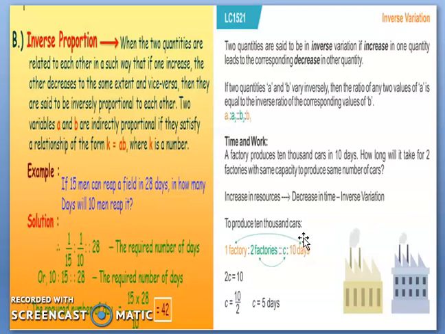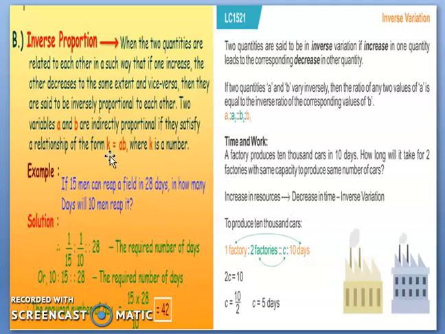To produce 10,000 cars, one factory takes 10 days, and for two factories we have to find the number of days. So 2C will be equal to 10, that means C will be equal to 10 upon 2. That means it will be 5 days. If one factory produces 10,000 cars in 10 days, then two factories of the same capacity will produce the same in 5 days.